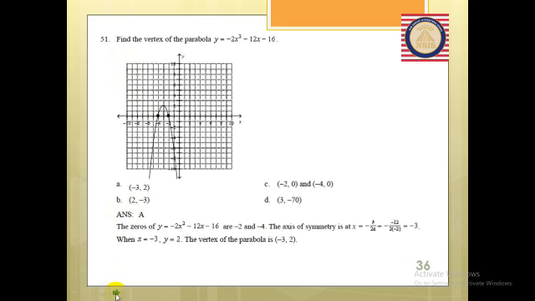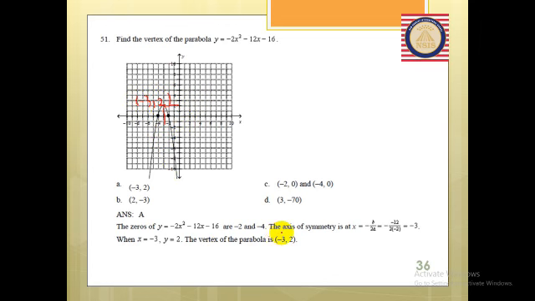Let's complete. This is the last problem here. Find the vertex of the parabola. Of course, I can get it from the figure. The vertex of the parabola is here. My x is -3 and my y is 2. So (-3, 2). I can get it from the figure directly, or I can get it algebraically.